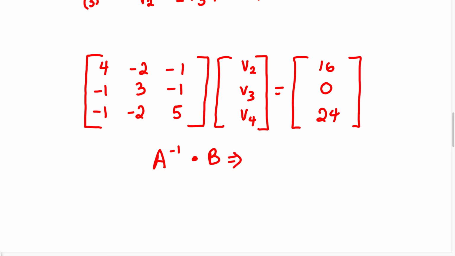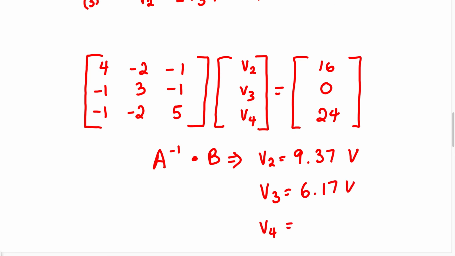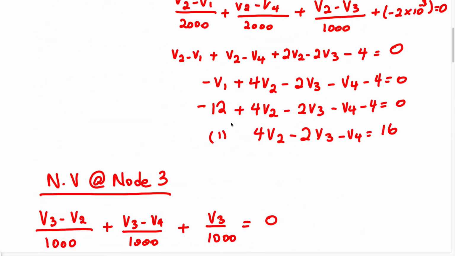So we're just going to take the inverse of matrix A and multiply it by B. And when you do that, that's going to give you V2 equals 9.37 volts, V3 equals 6.17 volts, and V4 equals 9.14 volts. So we know the voltages at each of these nodes.